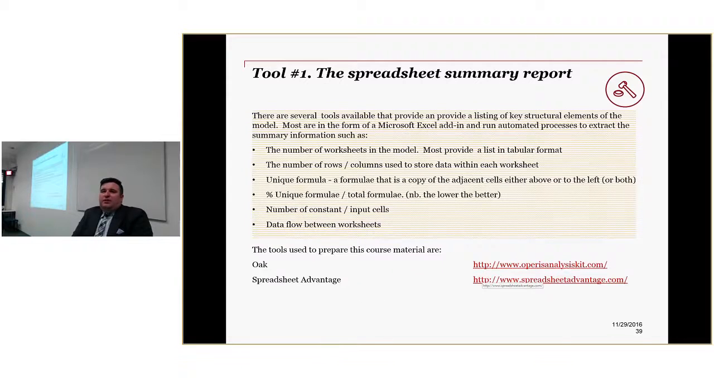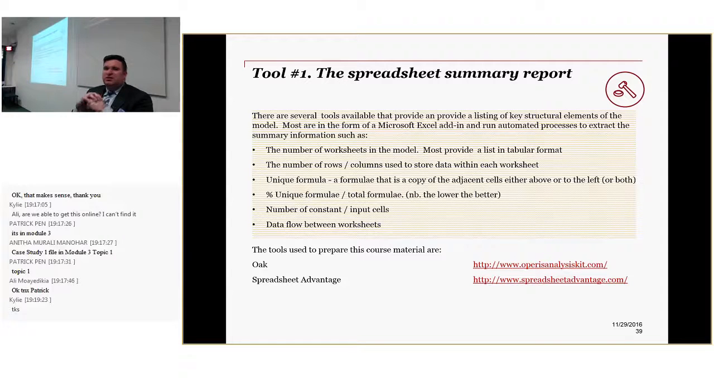So tool one, the spreadsheet summary report. There are several tools you can download, I think trial versions of, if you wanted to have a look. They provide a listing of the structural elements of the model. Most are in the form of an Excel add-in that you can install, and they'll run an automated process in the background.